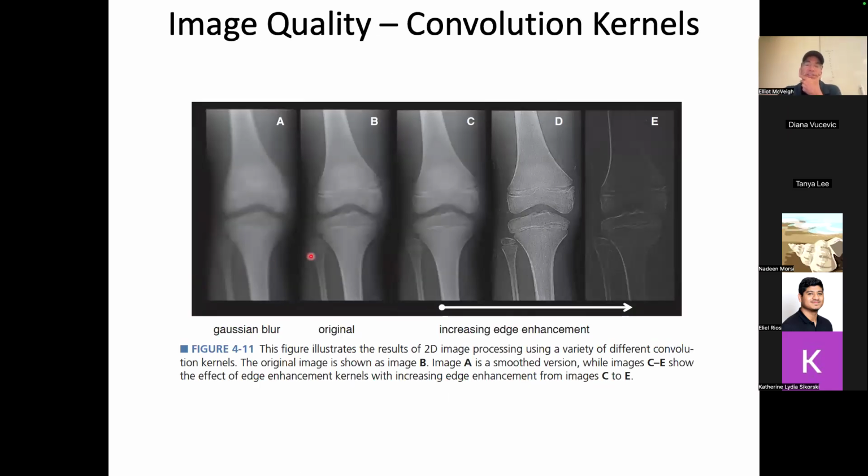Here's a simple example in radiology. Can you guys see the images okay, or should we turn the lights out? Are you good? Okay.